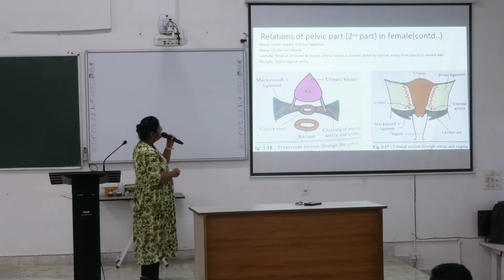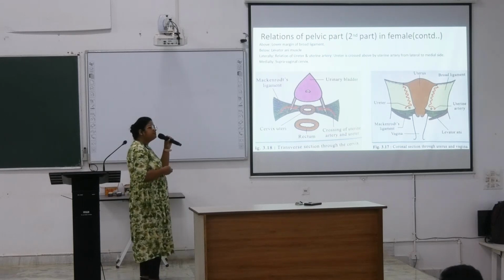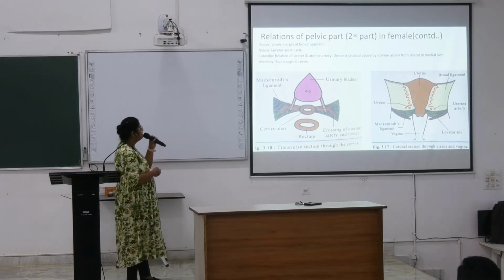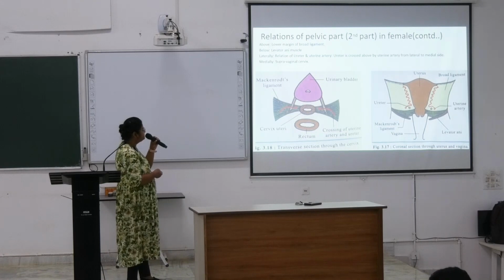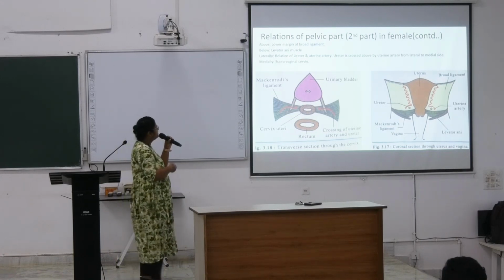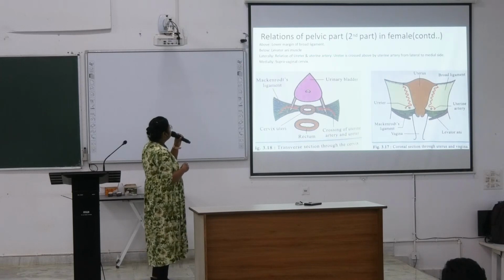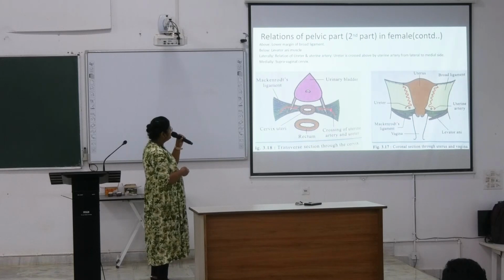See here the crossing. This is the uterine artery crossing the ureter above the ureter from lateral to medial side, and this is a section through the cervix of the uterus. These are the lateral ligaments helping keep the cervix in position. This is the bladder. Here is the cervix of uterus. This is the rectum, from anterior to posterior. Medially there is the supravaginal part of the cervix. This is the supravaginal part of the cervix lying medial to the ureter.